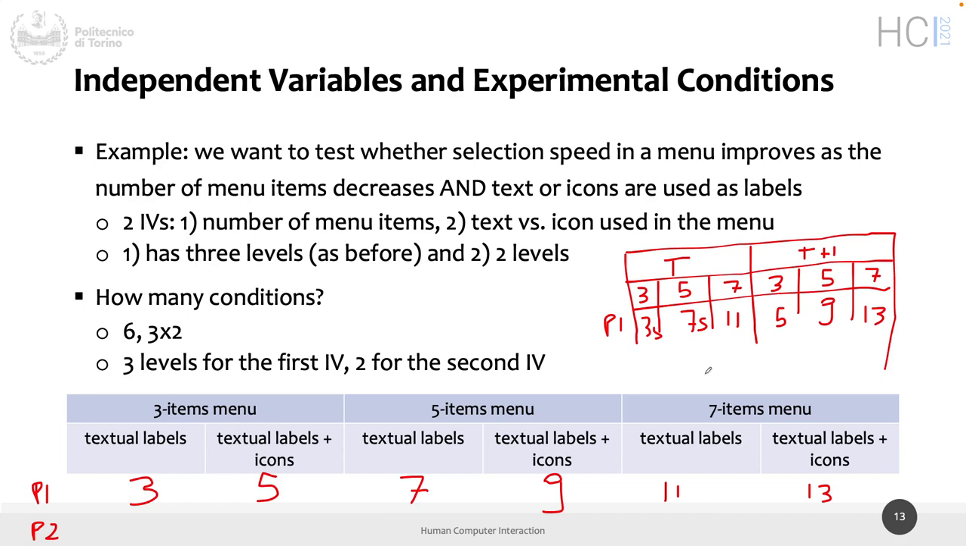The fact that the user, the participant, is learning something about the experiment in a different way. Here, when it comes to the second, let's say, independent variable, already knows that the participant will have 3-item menu, 5-item menu, 7-item menu. It doesn't know that it will have text plus icon. In the first case, the participant probably will not know if after the 5-item menu we'll have a 7-item menu or a 9-item menu or a 6-item menu, but for sure, the participants know that we'll have a version with text and a version with icon plus text. So there is a learning effect.